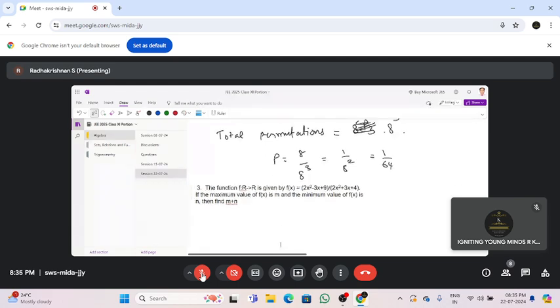The function R to R is given by f of x equal to 2x square minus 3x plus 9 over 2x square plus 3x plus 4. Find the maximum and minimum value of this function. Okay, the maximum value is m, the minimum value is n. Find out m plus n. So how do we find the maximum value m and minimum value n?